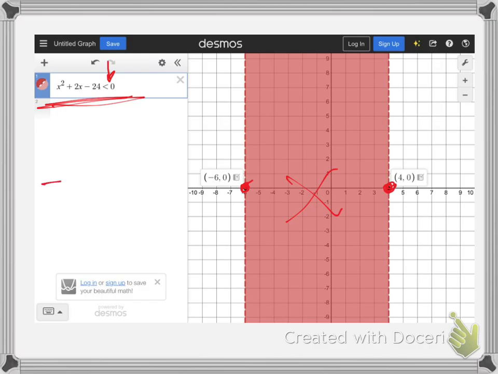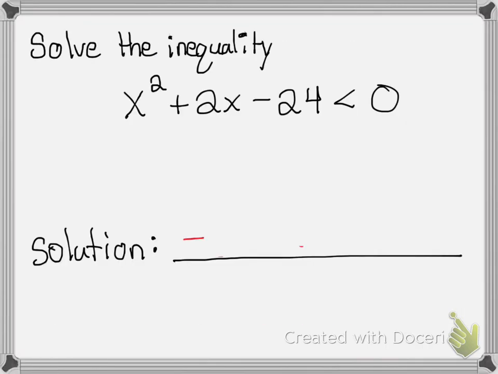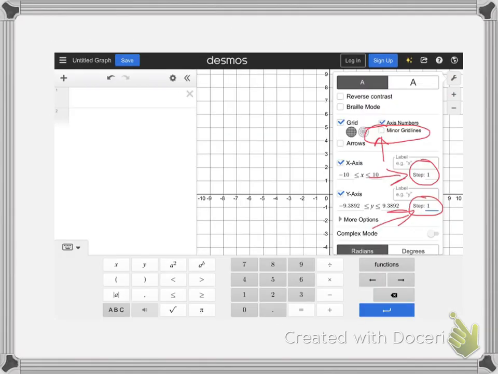So I'll say -6 is less than x, which is less than 4. Now, the reason why I'm not saying less than or equal to is because, again, our original inequality sign was simply a less than sign. So my solution will be -6 is less than x, which is less than 4. And that simply means all of the shaded solutions are in between the roots -6 and 4. And that's it. Let's look at another example.